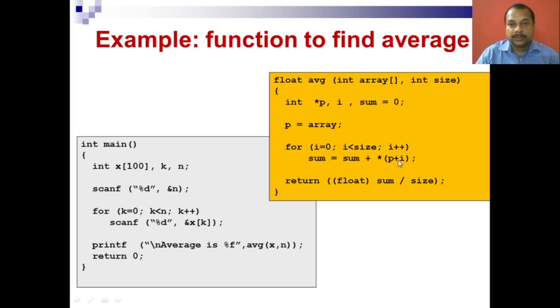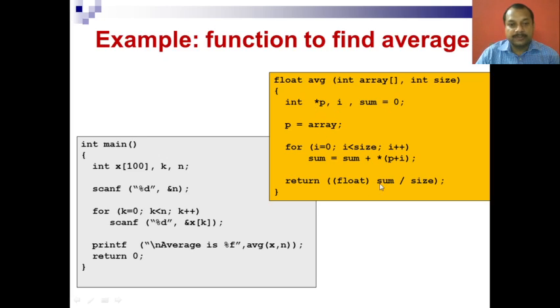Now you see, since the content of this array is nothing but the base address of x, the content of p is copied from array, then the content of p is also the base address of x. Then I can write, instead of p[i] or array[i], *(p+i), which will increment, and after the increment the content will be printed. And finally I am doing the division and returning the value.